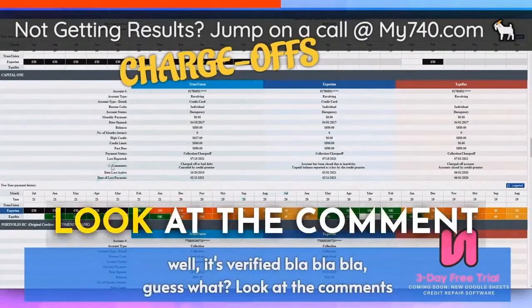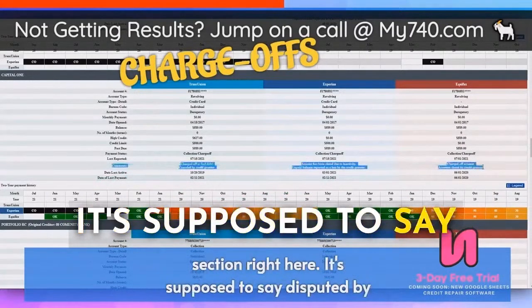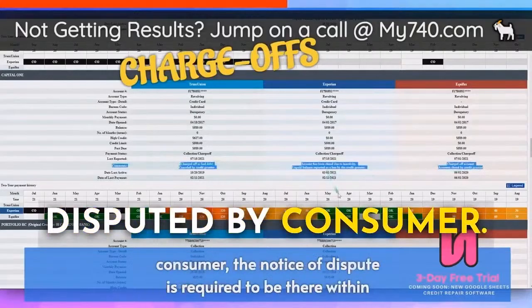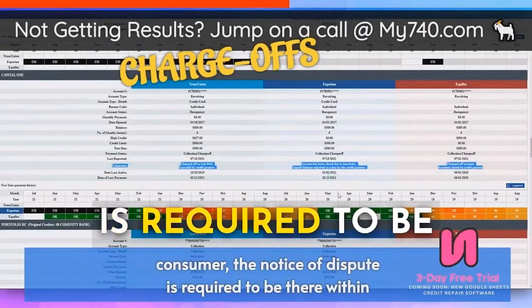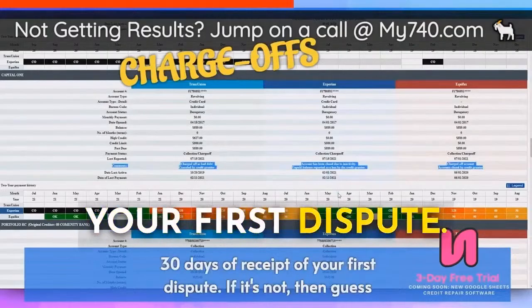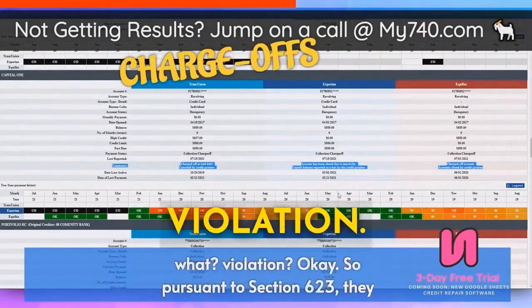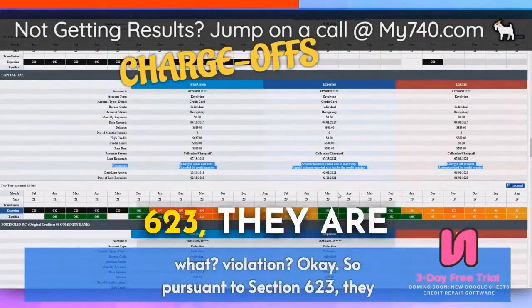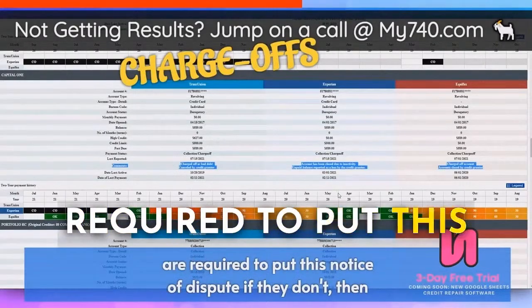Guess what? Look at the comment section. It's supposed to say disputed by consumer. The notice of dispute is required within 30 days of your first dispute. If it's not, guess what? Violation, okay? Pursuant to Section 623, they are required to put this notice of dispute.